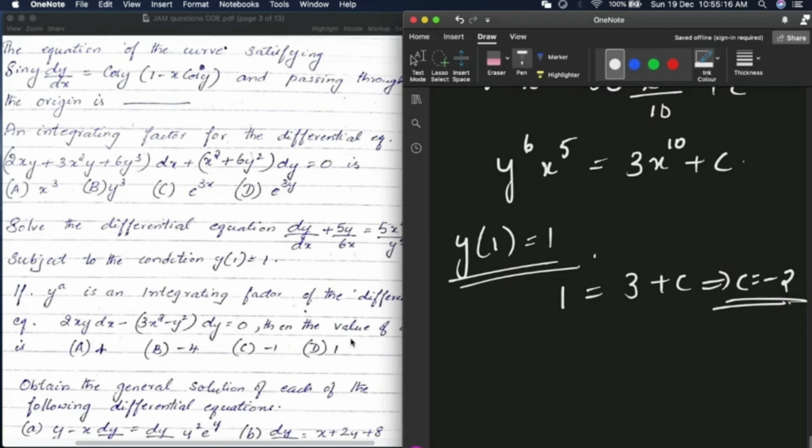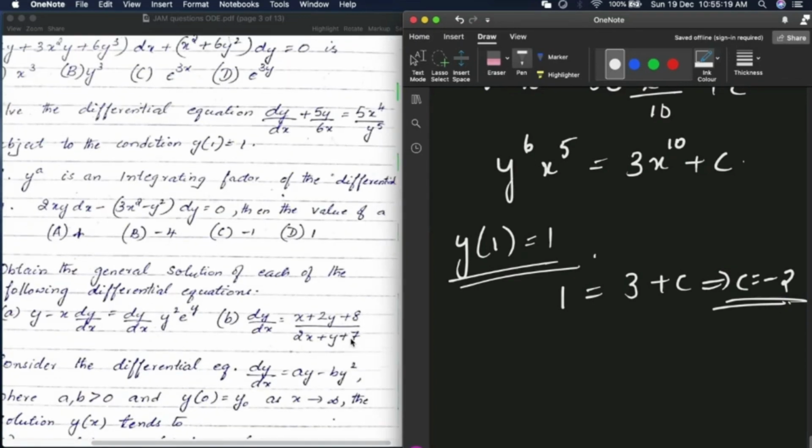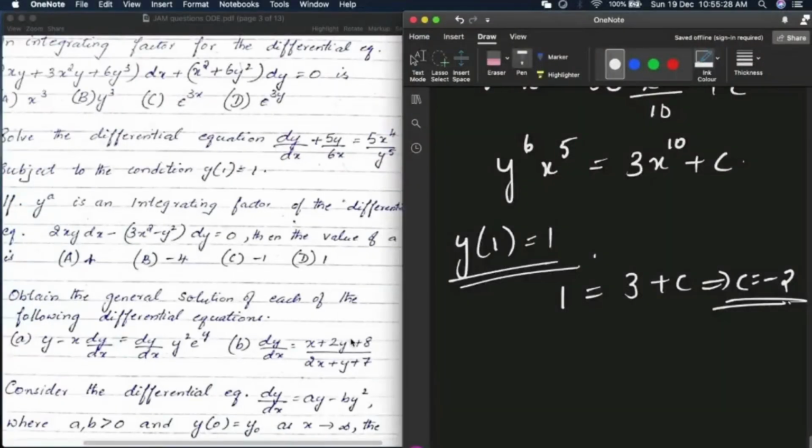If y raised to a is an integrating factor of the differential equation, find the value of a. Again, it's a similar problem, finding an integrating factor. We have seen so many problems. In the sense, every year, I should say one question definitely is coming on integrating factor, because after every 3 or 4 questions, we are getting an integrating factor question.